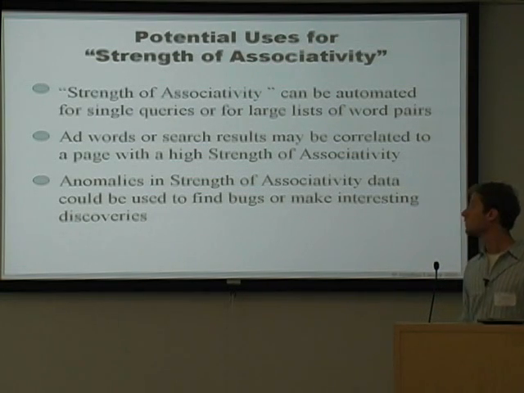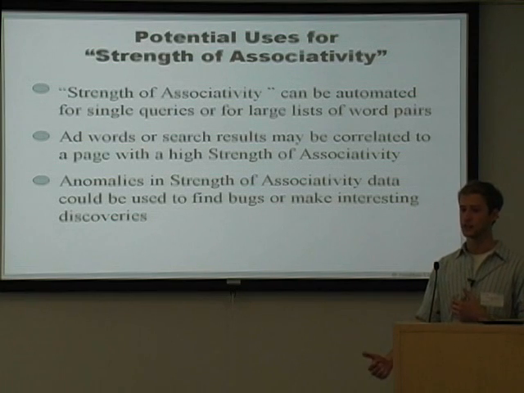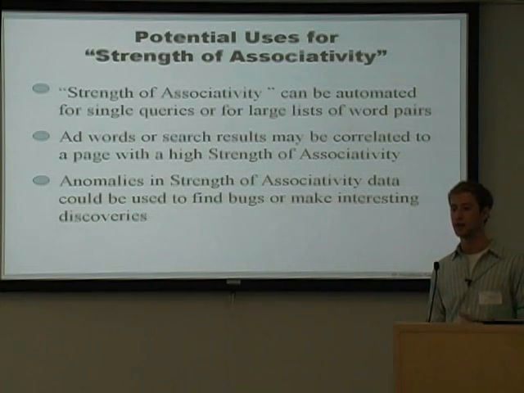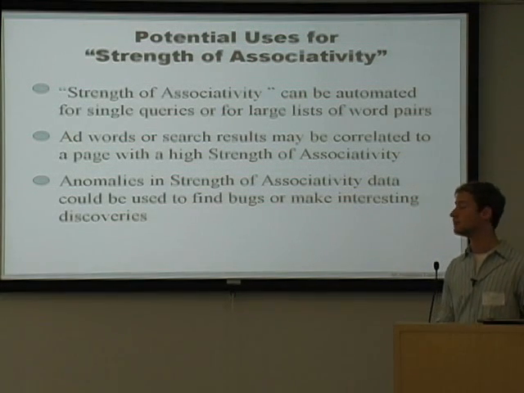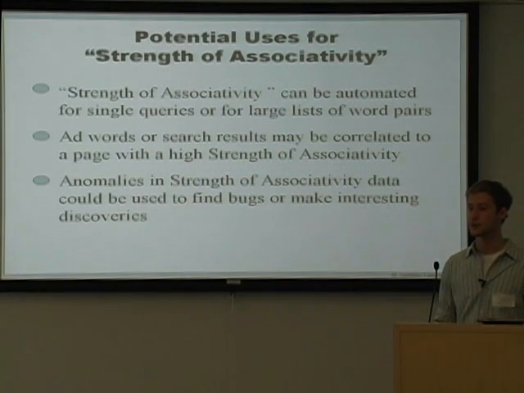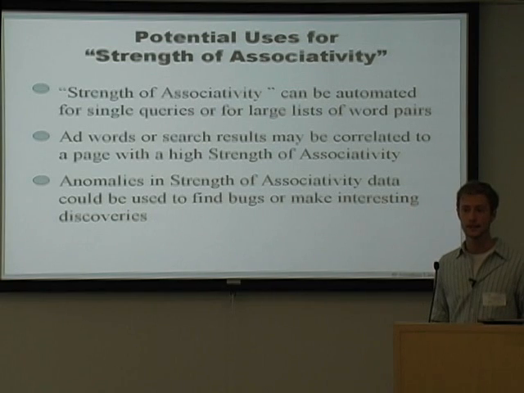So one thing you could do, maybe with AdWords or search results, is link an ad to a page not by words that actually appear on that page, but by words that have a strong association between two words, even if they're not both on the same page. Also, anomalies, that is, values of really high or really low strength of associativity, might be able to find, let's say, a bug in the number of search results returned. Or if it's not a bug, then I'll call it an interesting discovery.